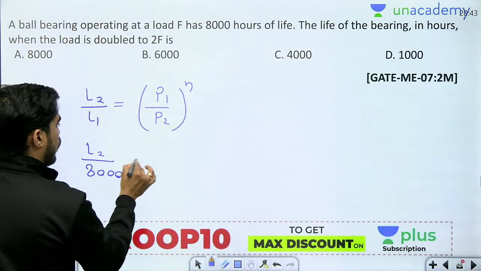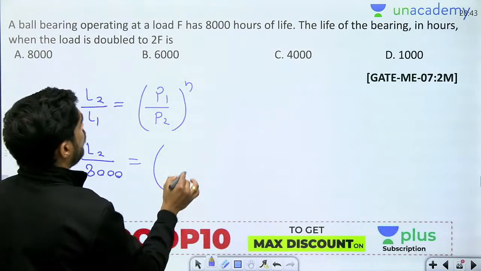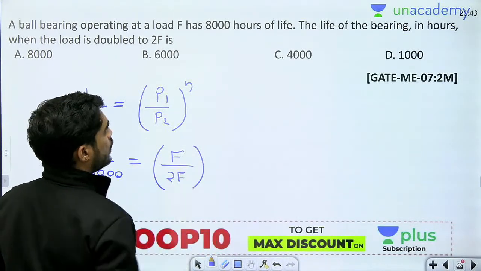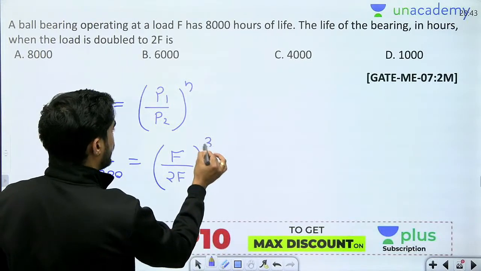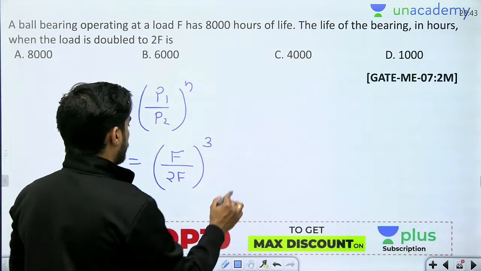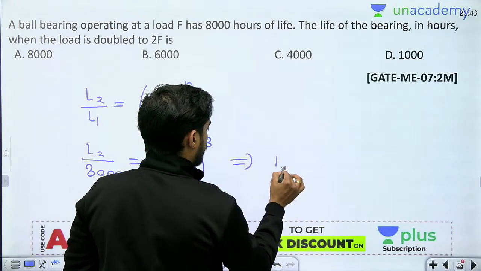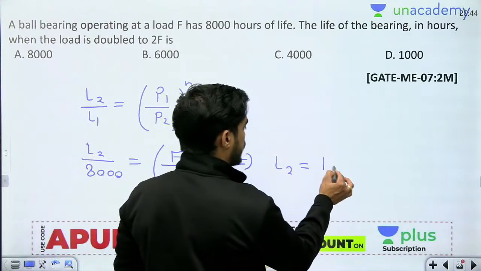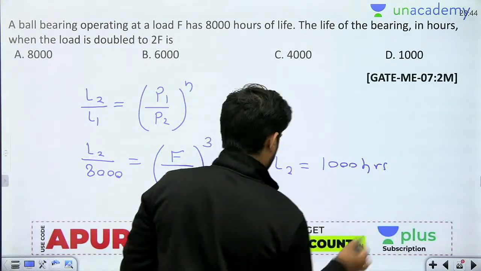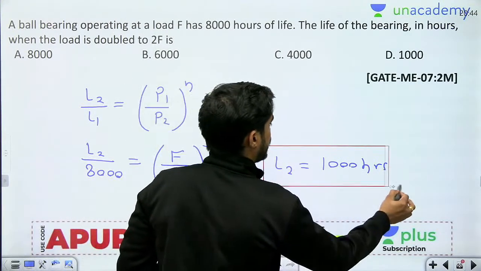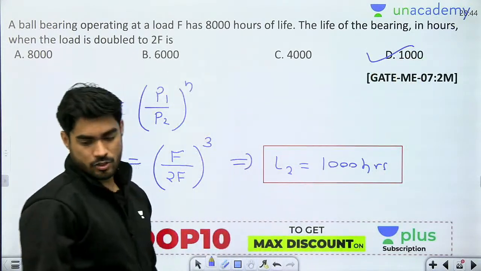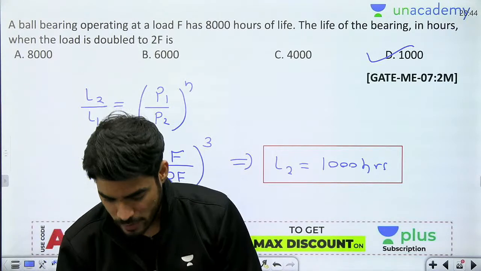Now earlier the load was F and now the load is 2F, whole to the power 3. It is ball bearing only. So what will be L2? What will be L2, beta? Yes, it will be 1000 hours. D will be the answer. So GATE 2007, 2 marks question.